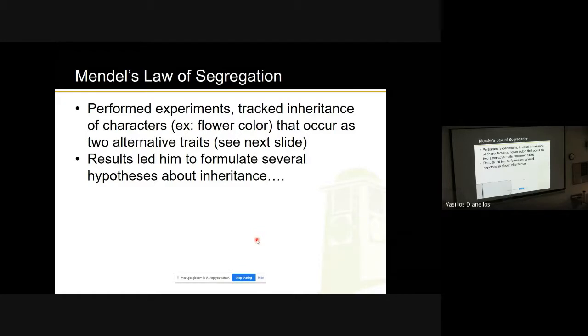So again, using the flower as an example, it's not like there were purple flowers and white flowers and red flowers and whatever. There were only two alternative traits, in this case, purple or white. And the results of all these experiments led him to formulate several hypotheses about inheritance. And let's talk about them.